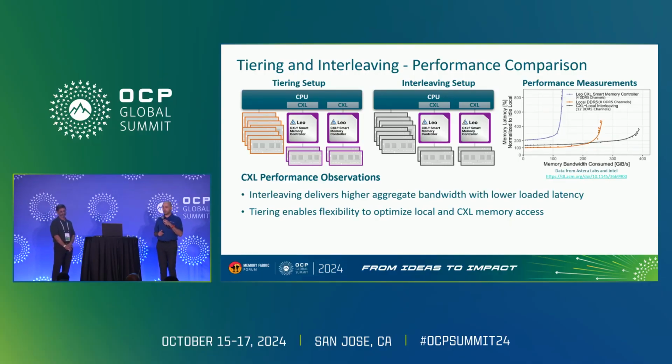So let's take a look at what we see from the performance here. With interleaving, because we are striping the data across, what you'd expect is you get higher bandwidth, which is exactly what we see.